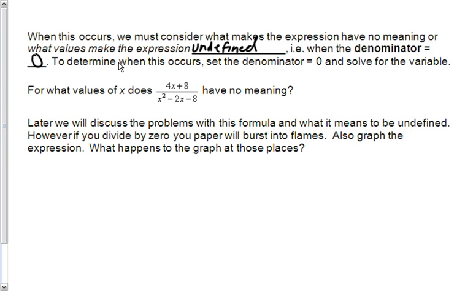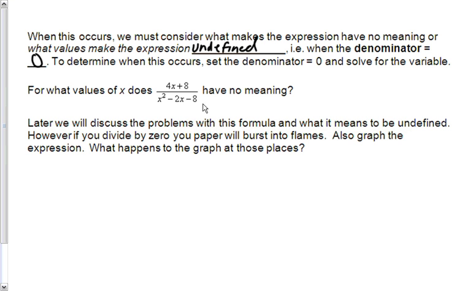That's a problem. You're dividing by 0, so black holes come from that, paper bursts into flames, a lot of bad things, bad omens. So a lot of times you want to take a look at it. Later on, we're going to say, oh, that's where our function's not defined, and it's not going to be in our domain. But for our sake, we should be able to at least find the problem points.